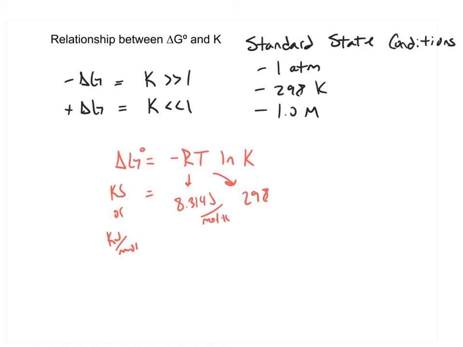So if you know K, you can solve for delta G. Now you should also be able to work this in reverse. That is, if you know delta G, you should be able to calculate K. And the formula to solve for K is e to the negative delta G over RT power. So you would take delta G divided by R times T, then switch the sign, and then take e to that power, and you would get K.